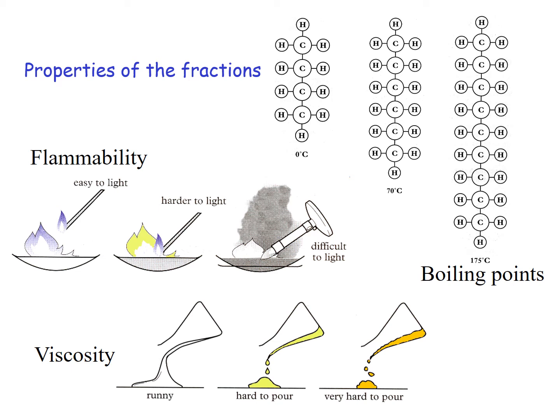So those are the three trends that we need to know about crude oil fractions. The fractions we get from crude oil: we need to know the trend in flammability, the trend in boiling points, and the trend in viscosity. So please pause the video now, and put in a sentence for each of those, the trend comparing to the length of the carbon chain.